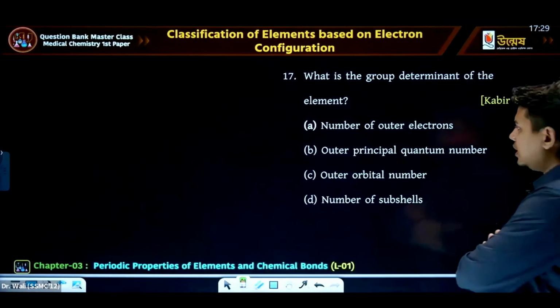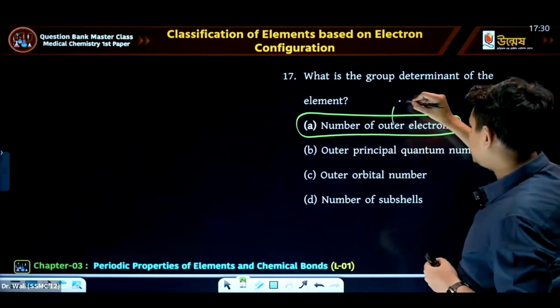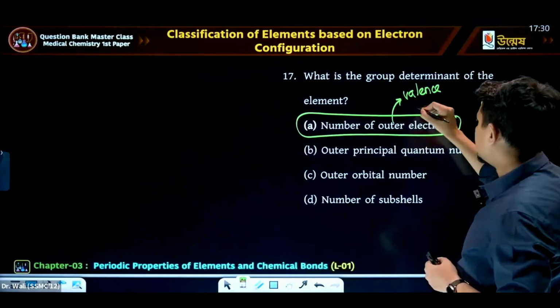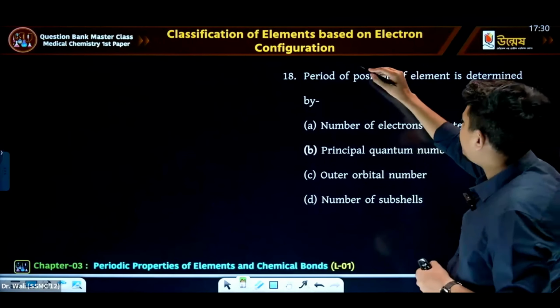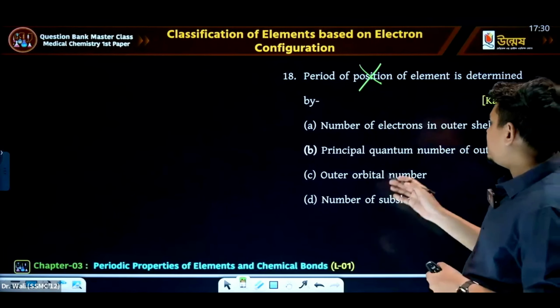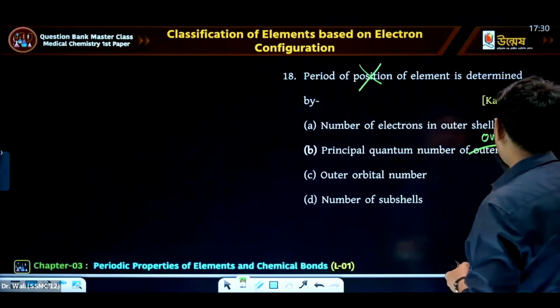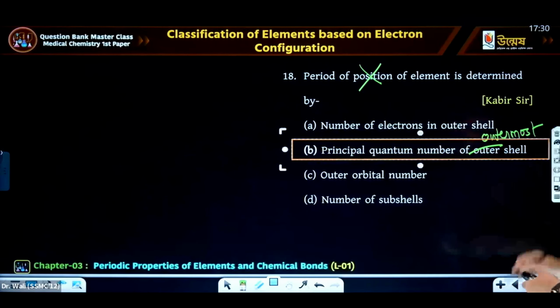We go for what is the group determinant of the element. We know the group determinant of an element is the number of outer electrons. Actually, it can be stated as valence electrons. Number of valence electrons. Period of an element is determined by the principal quantum number of the outermost shell. Not outer shell, I should say outermost shell. So the answer will be P.